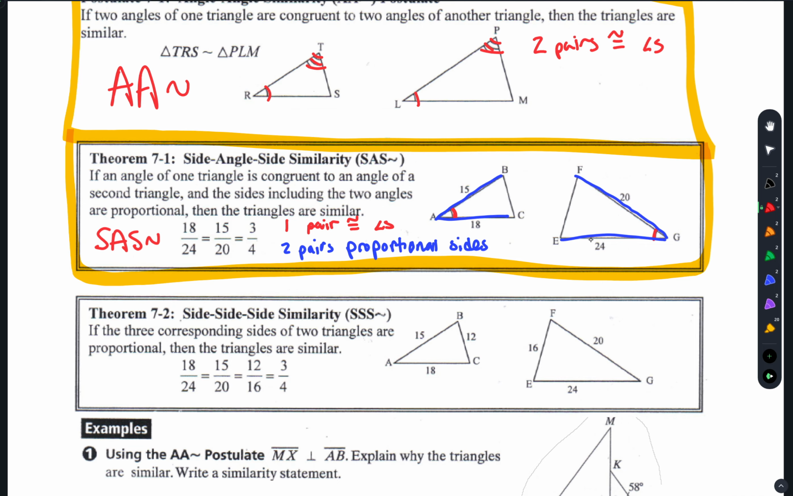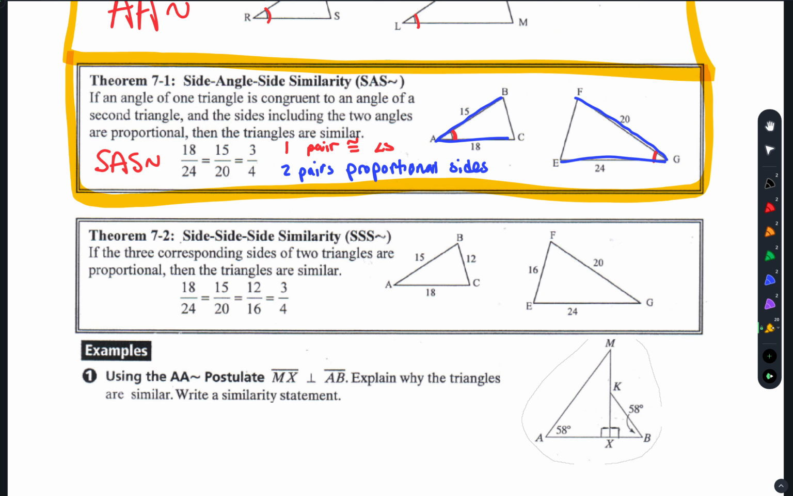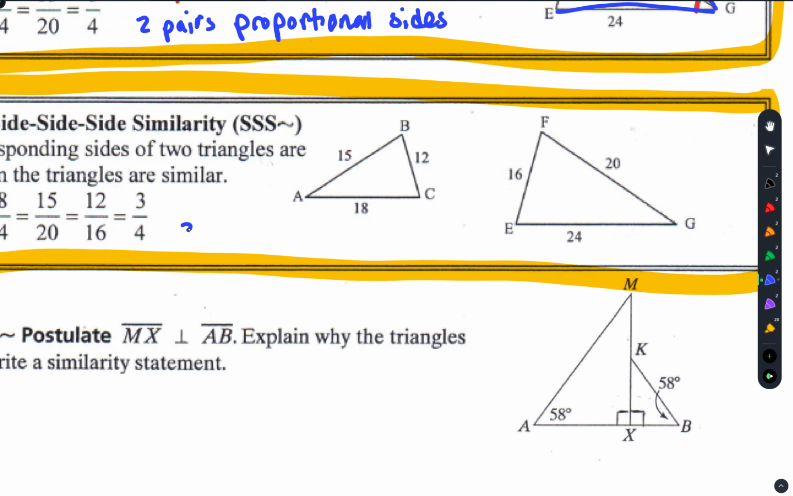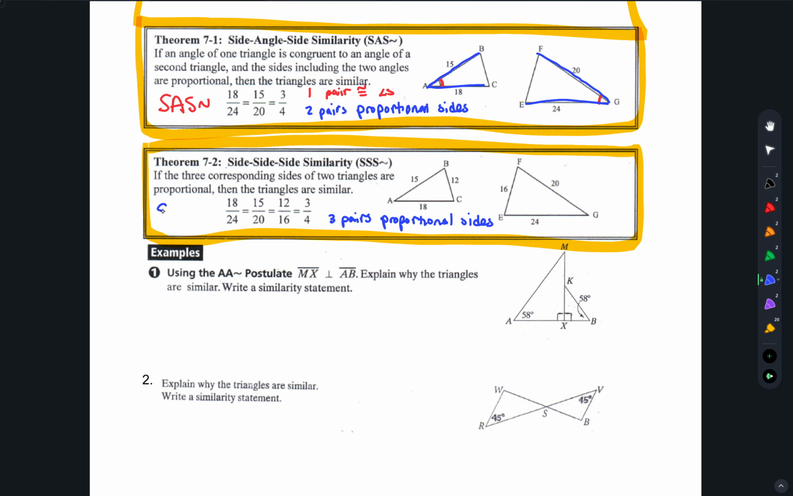Questions on that one? The last one we're going to see is SSS similarity. It's exactly what you think it is. It is three sides, so this just helps us skip the angles part altogether. If I know that all three pairs of sides are proportional, then I know that my triangles are similar by SSS similarity. Okay, any questions? That's a little shortcut.